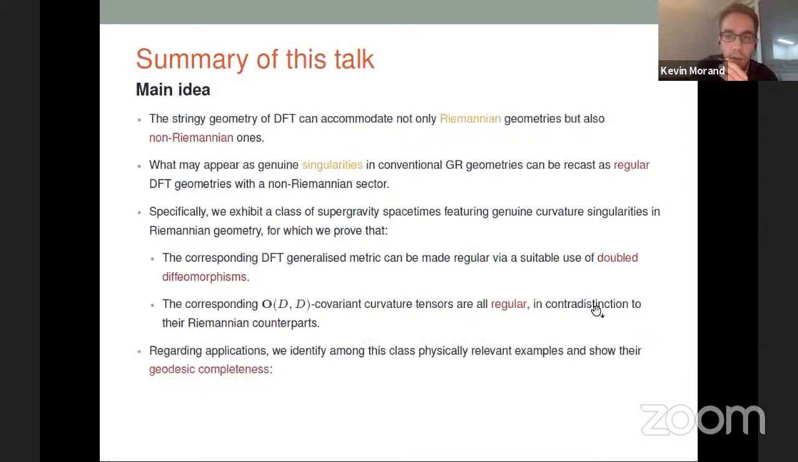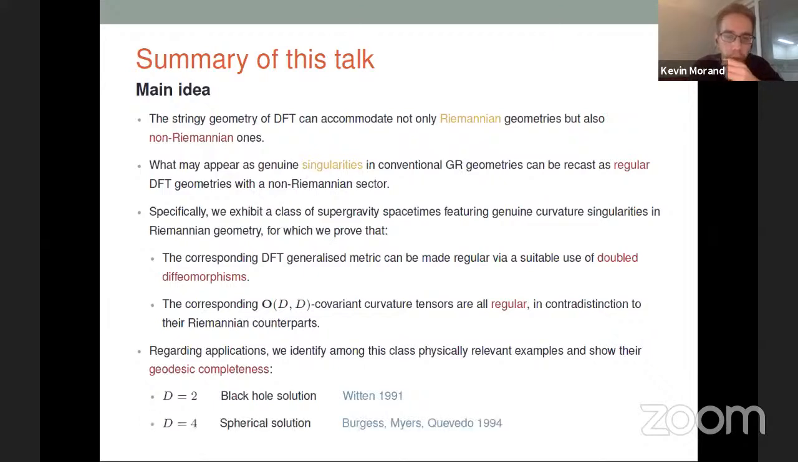counterparts, which are singular. Okay, and we will apply this general ansatz to some particular cases, such as Witten's black hole solution in D equal 2, some spherical solution of DFT in D equal 4, and some black 5-brane in D equal 10. And for all of these particular solutions, we will prove that they are geodesically complete. That means that for all three layers of singularities, we will see that there is no counterpart in the DFT framework.